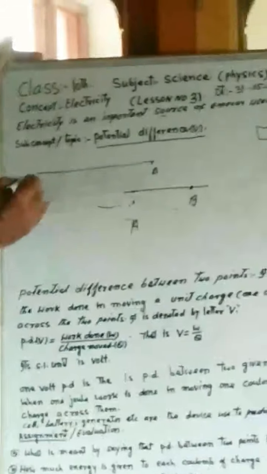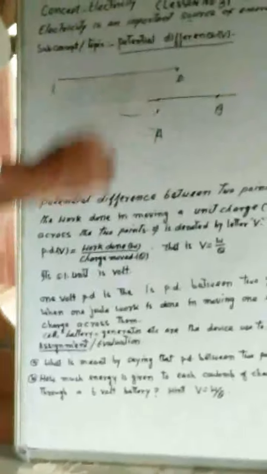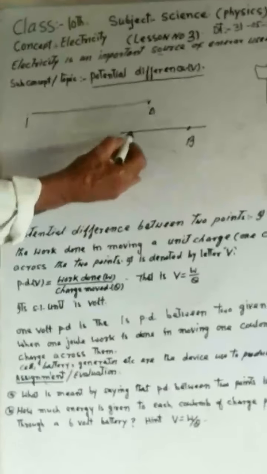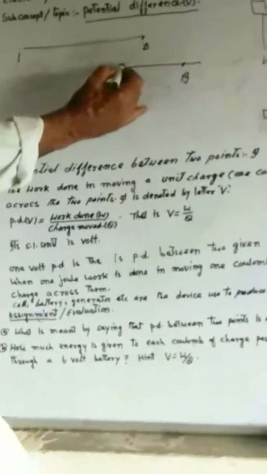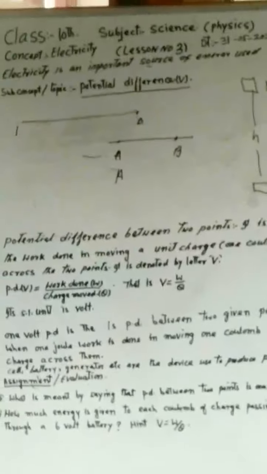Then the work done in bringing a unit charge from infinity to the point A is called the electric potential at point A. And when we have to move a charge from point A to point B, then the work done in bringing this charge from A to point B is called the potential difference between these 2 points.